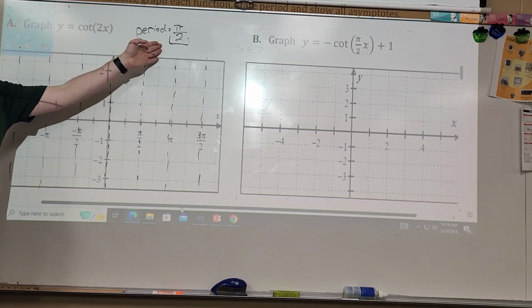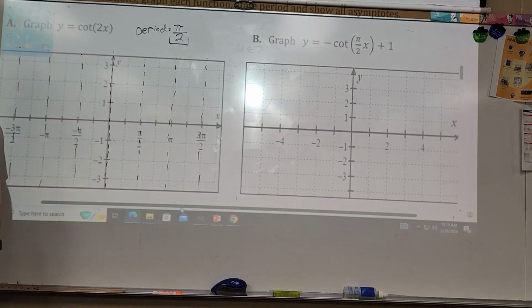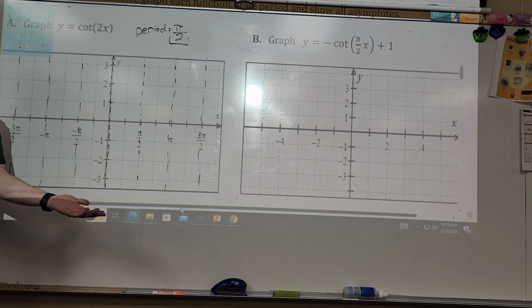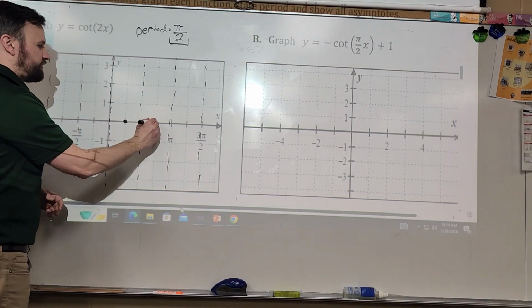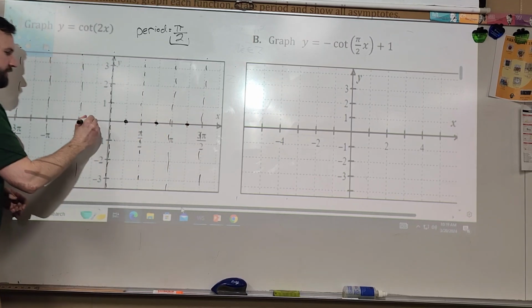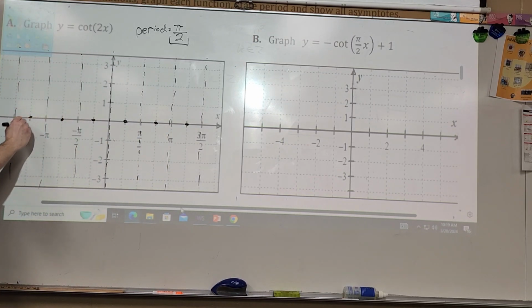Start at 0, add your period. Now, where are my zeros always going to be for cotangent, tangent? They're right in the middle, right? So my zeros are right in the middle. Now, there's no negatives on it, so it's going to go down, right? Cotangent goes down.